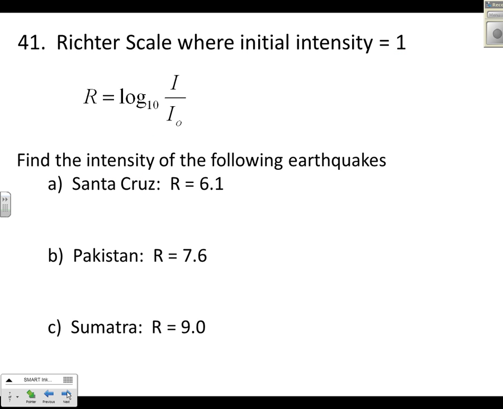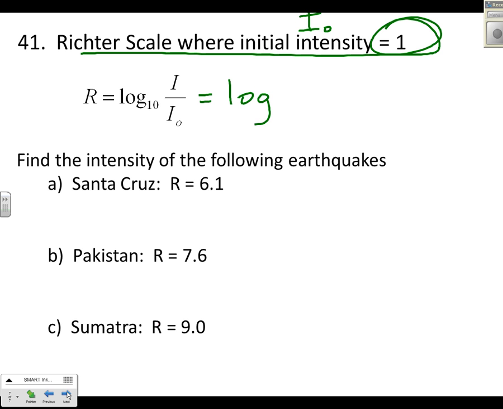Okay, Richter scale. This is kind of weird to me. The Richter scale, where the initial intensity is always measured at 1, that's our I naught. The initial intensity is I naught. So this thing is really just log base 10 of the intensity. Find the intensity of the following earthquakes. So they just give me the values. They tell me R is 6.1, so that is 6.1 equals log base 10 of I.